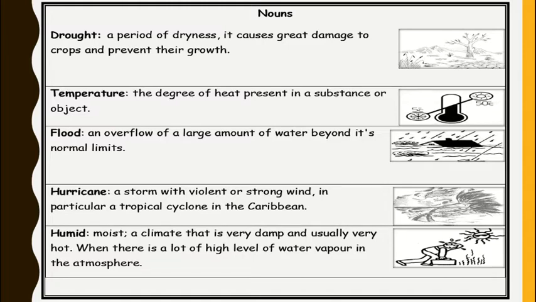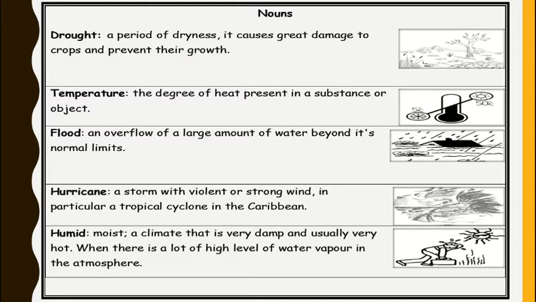Okay? Next, we have hurricane. Hurricane is a storm with violent or strong wind, and sometimes there is rain too. In particular, a tropical cyclone in the Caribbean. A hurricane that sometimes happens in the Caribbean is called a tropical cyclone. Okay, as I told you, it doesn't happen in many parts of the world.